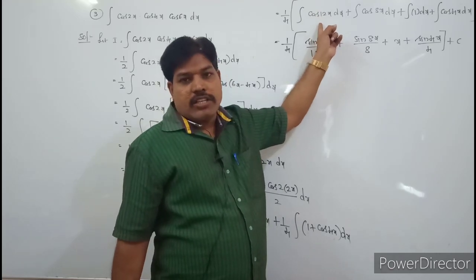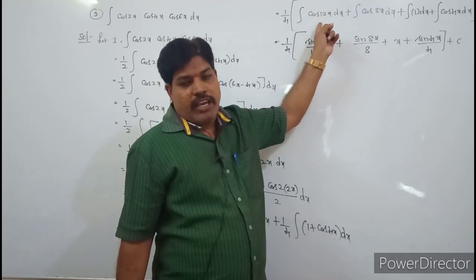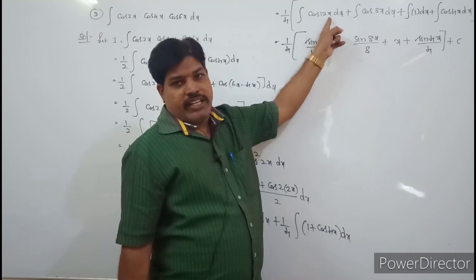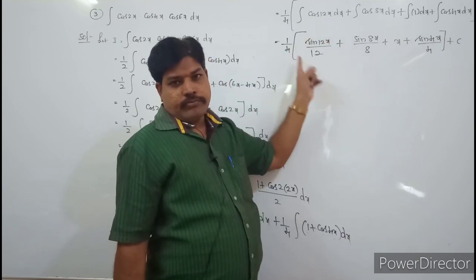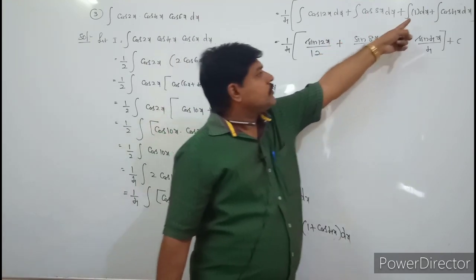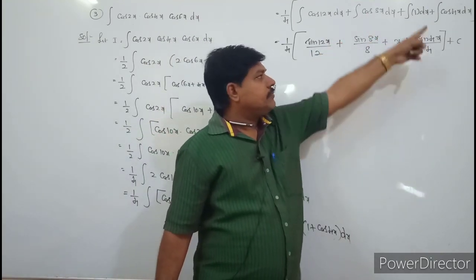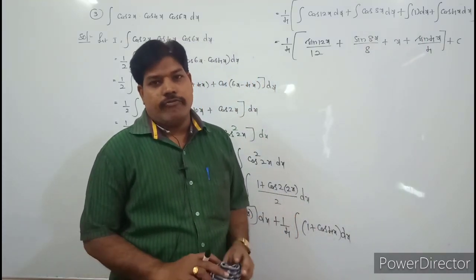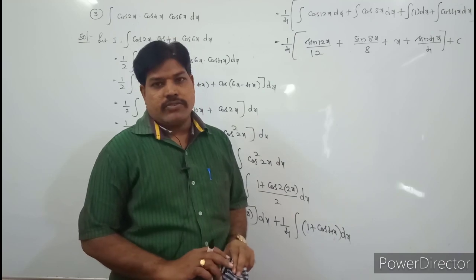So the integral of cos ax plus b formula is sin ax plus b by a. So the cos 12x integration is sin 12x by 12. Cos 8x is sin 8x by 8. Integral of 1 is x. Integral of cos 4x is nothing but sin 4x by 4 plus c. Okay, students.